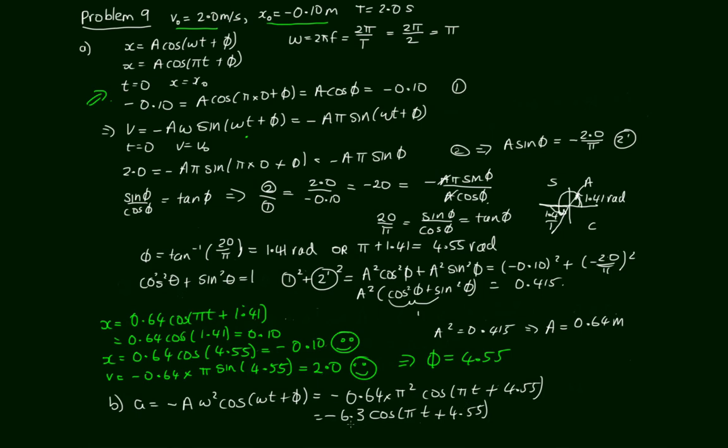So we should just give this phi to two significant figures for our final answer. So we can write this as 6.3 cos pi t plus 4.6, and then the units, this here is in meters per second per second.